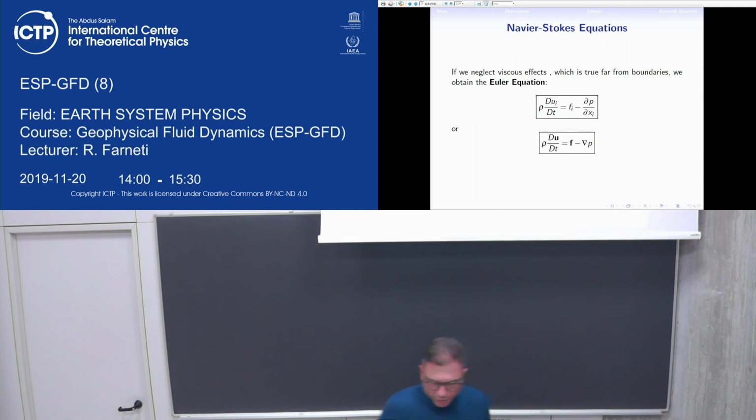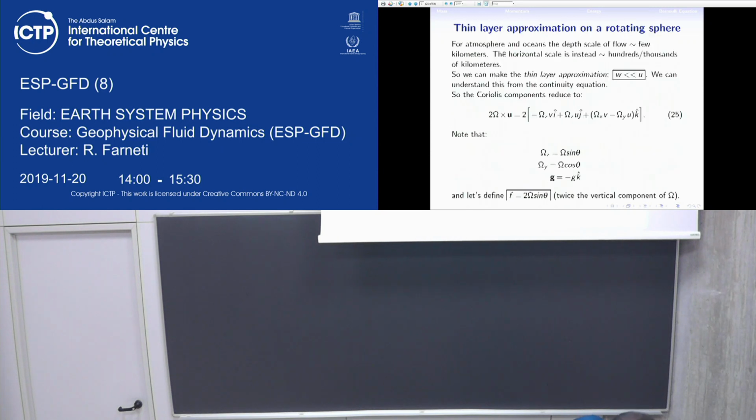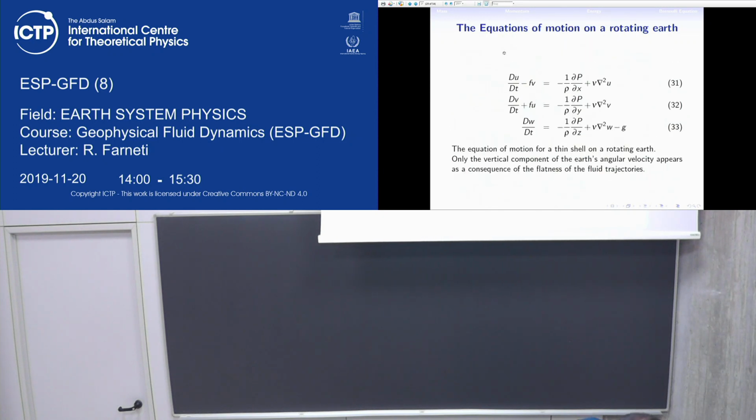If you eliminate the viscous effects, so all the terms with the viscosity, then you're left with the Euler equation, which is simply mass times acceleration equal body forces and the pressure gradient. This is what we're not going to do.